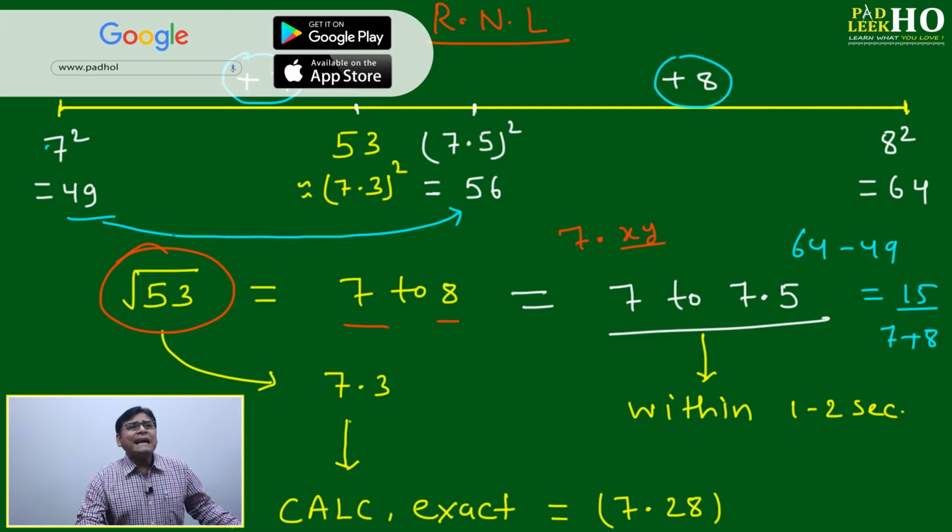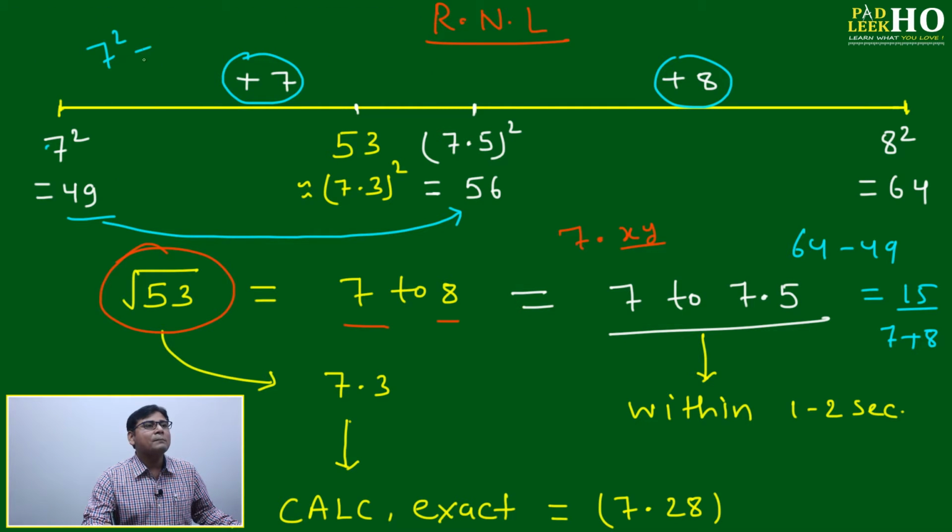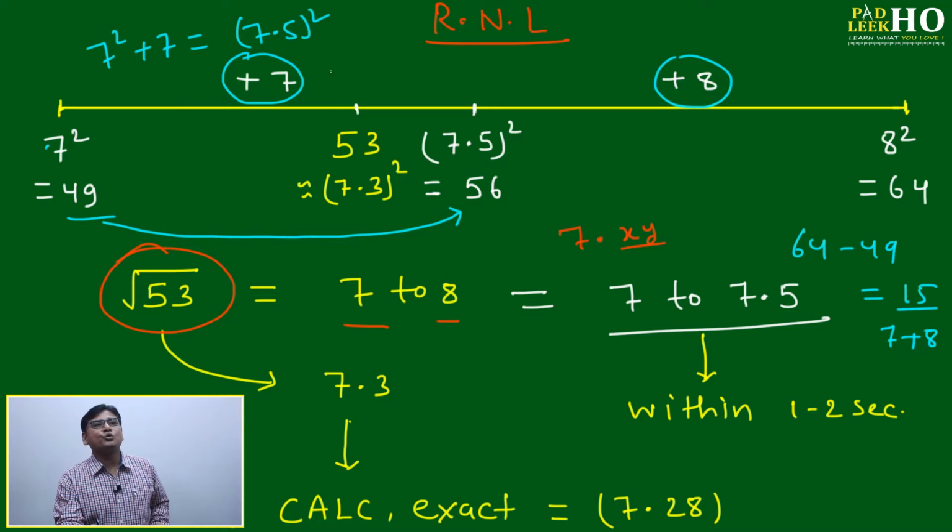Then here 49 plus 7, or you can say 7 square plus 7, will be equal to 7.5 square. That is the only concept: n square plus n will always be equal to (n plus 0.5) square. Then this 56 will always be equal to 7.5 square.